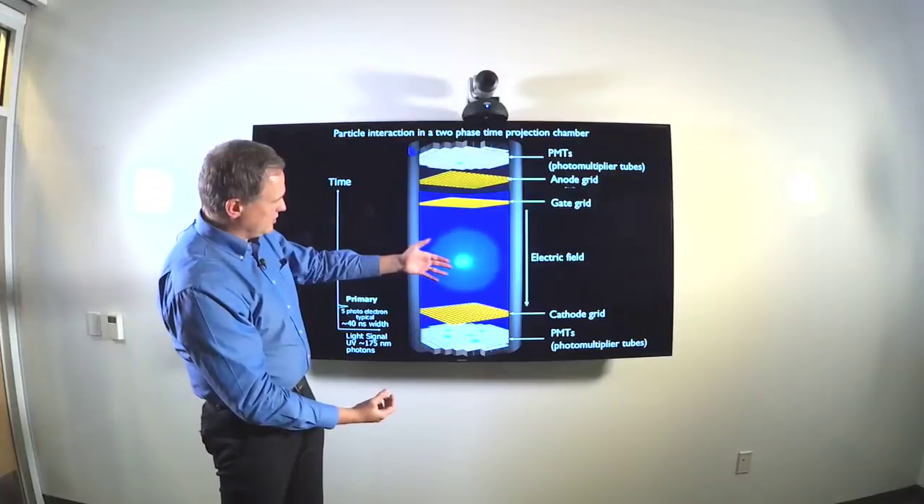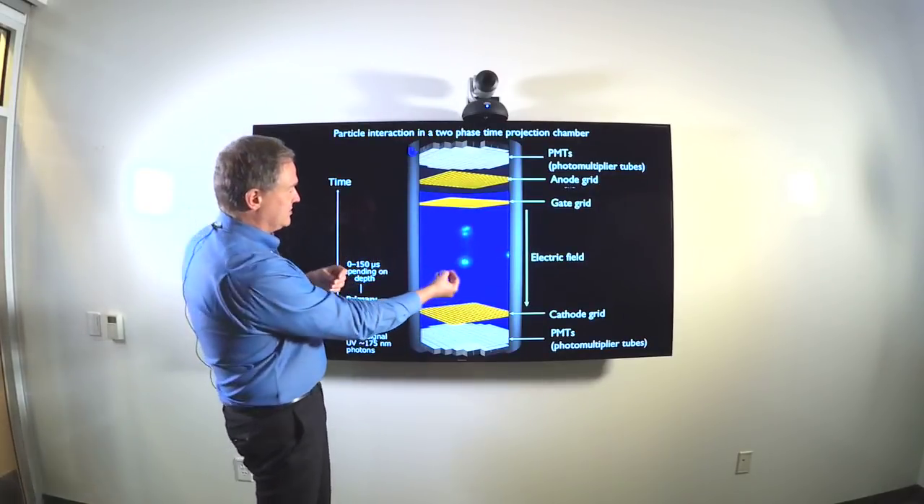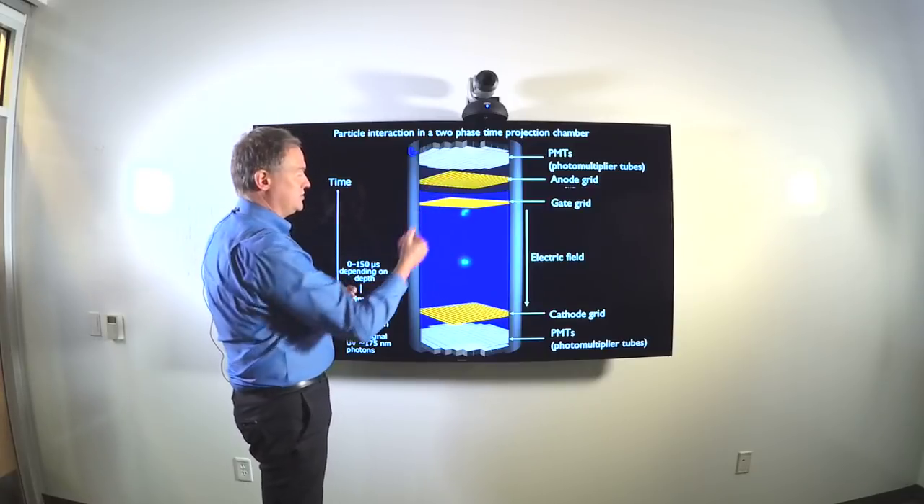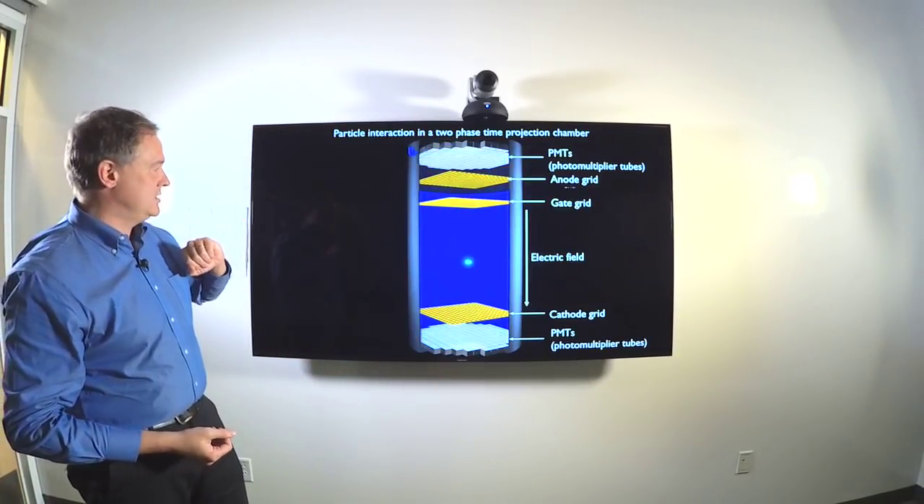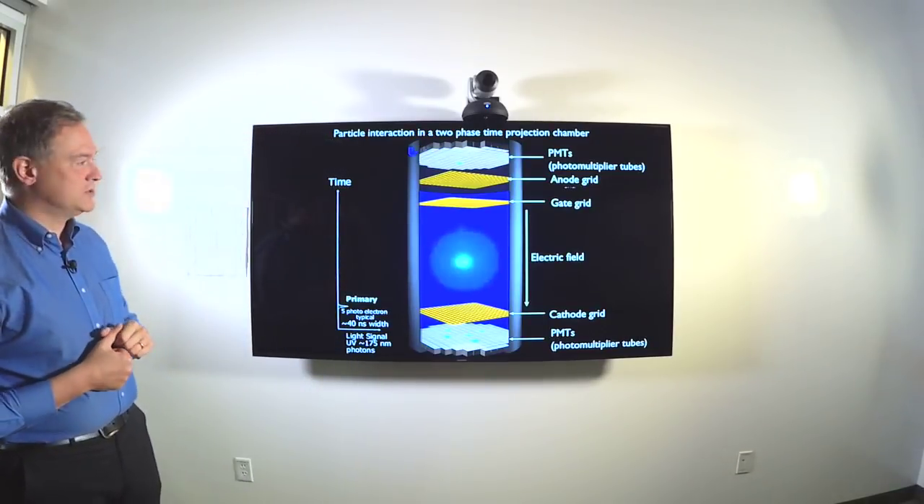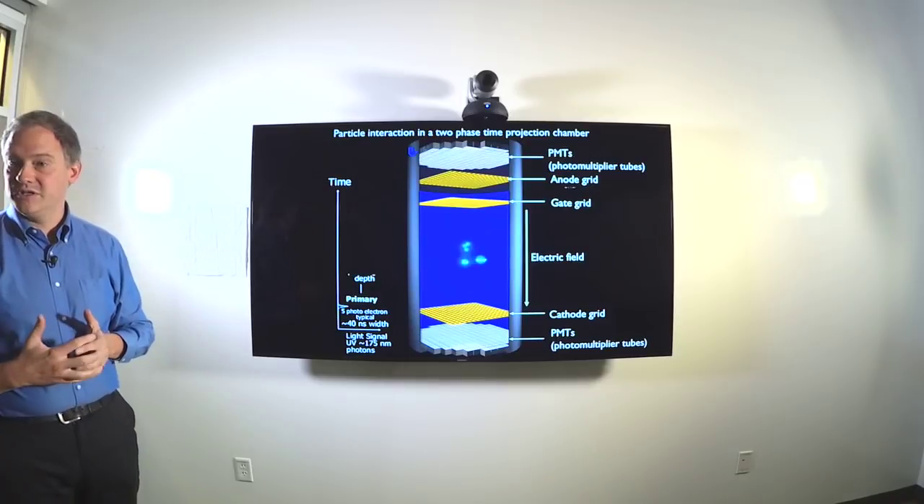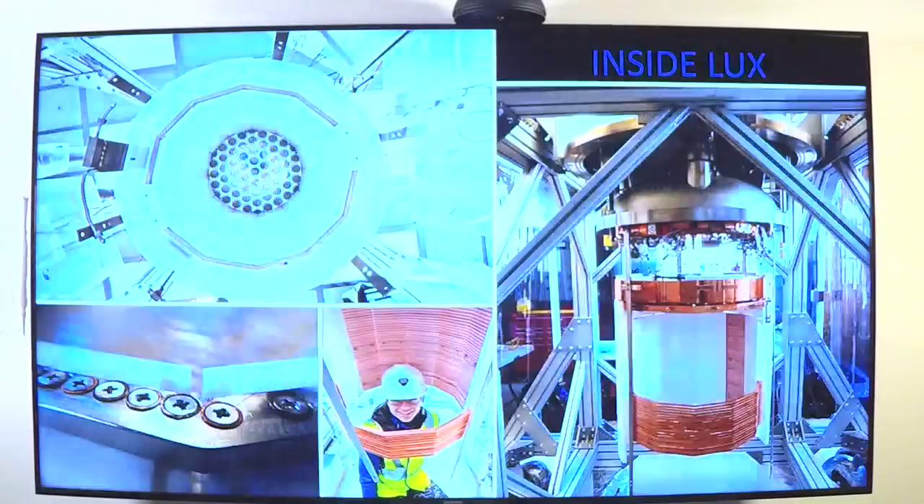Detector, dark matter particle comes in, and it makes the liquid xenon emit light, and it also emits electrons, and those electrons are detected. And we see two signals for every scattering event. And this allows us to tell about the kind of interaction that happened in the liquid xenon, as well as the detailed position information and energy information about the events in the liquid xenon.